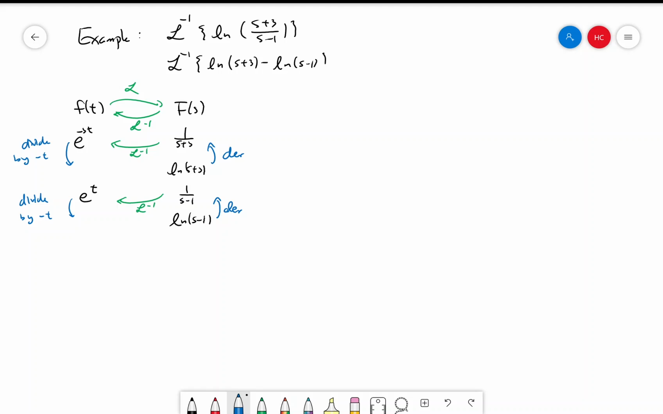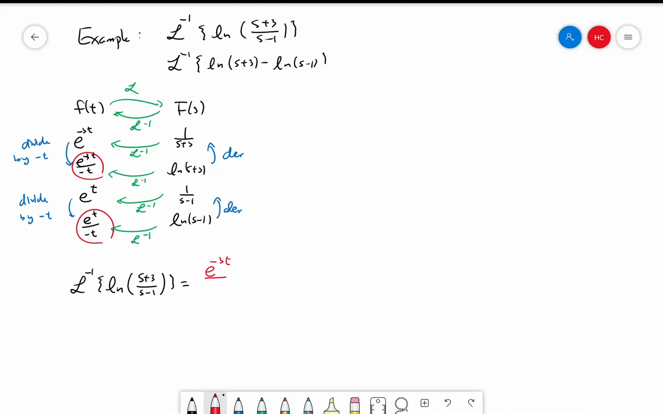All right, so here we have two things we need. It's e to the negative 3t divided by negative t and e to the t divided by negative t. So these are the correct inverse Laplace transforms of the natural logs. So the inverse Laplace transform of the difference is the difference of these two terms. So the first one minus the second one is equal to e to the t over t minus e to the negative 3t over t.